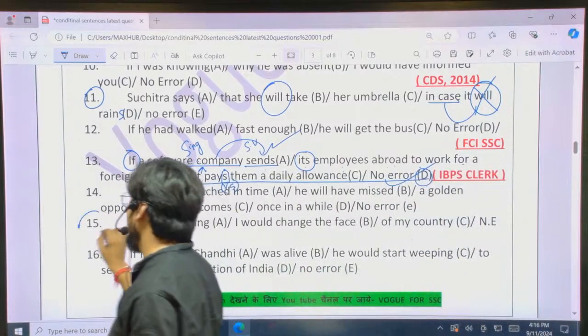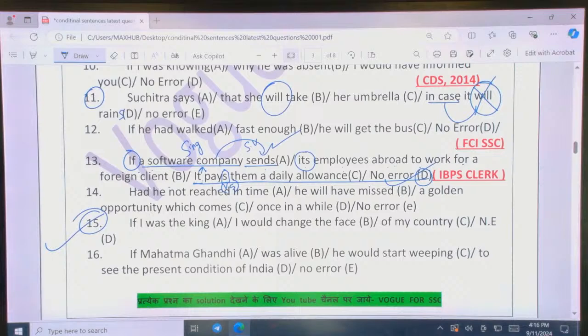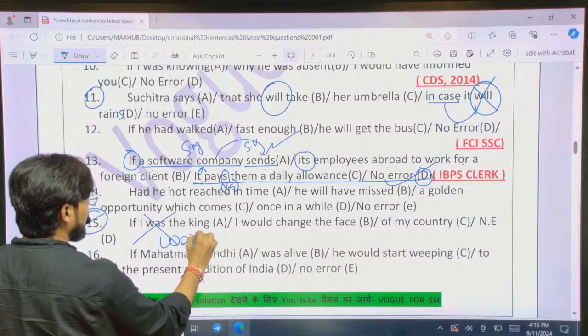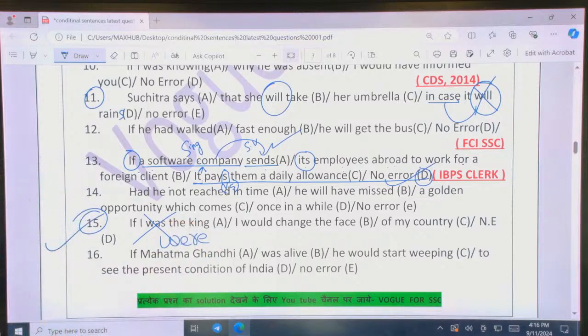Question number 15. Tell me fast. If I was the king, I would change the face of my country. If I were the king, because I'm not a king now. I'm just supposing the things.